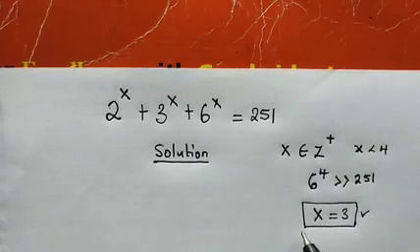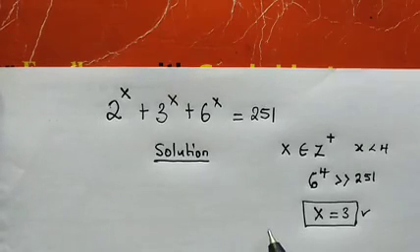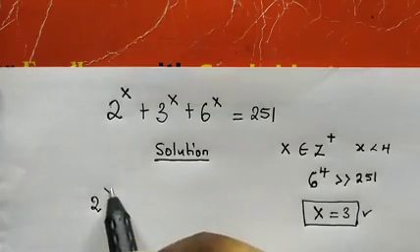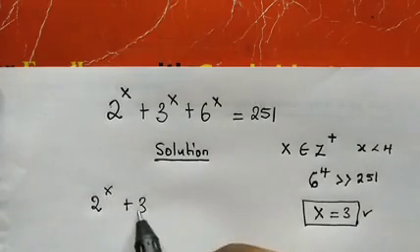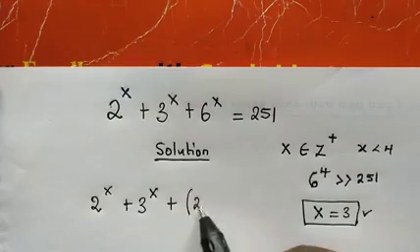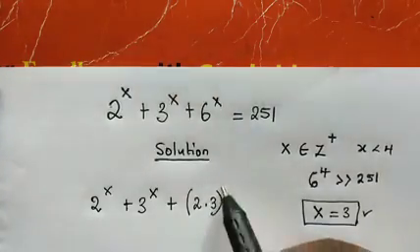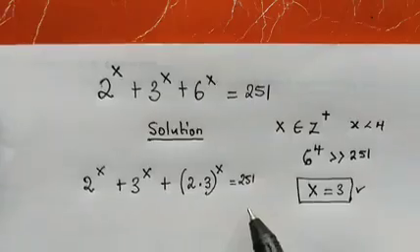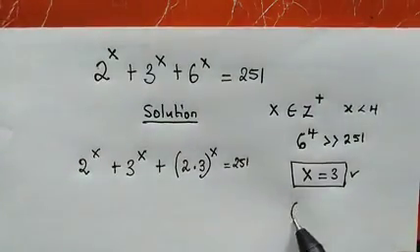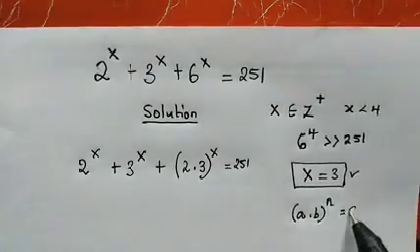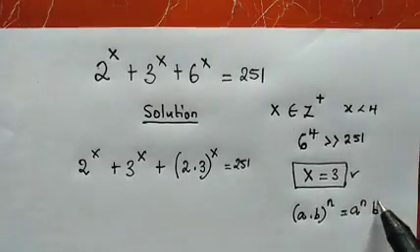But how can we solve this problem? Now I found a very interesting way to solve this problem. Let's start. From the left hand side, we have 2 to the power of x plus 3 to the power of x plus, now 6, we know 6 is 2 multiplied by 3, then everything is raised to the power of x. This is equal to 251. We know this property that when we are multiplying a and b and we have a power of n, this is the same as a to the power of n multiplied by b to the power of n.